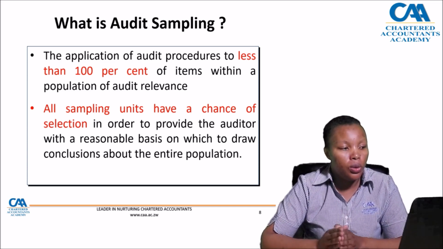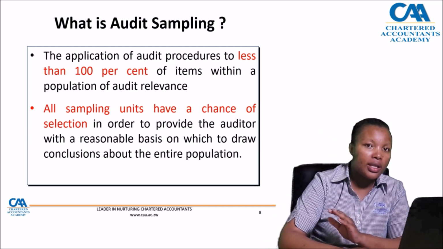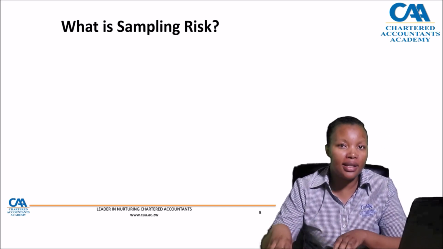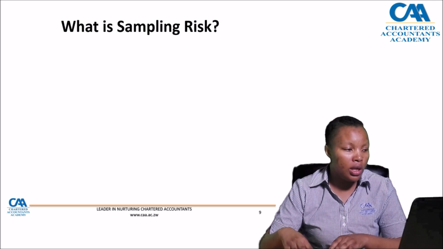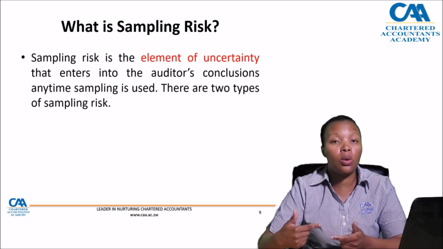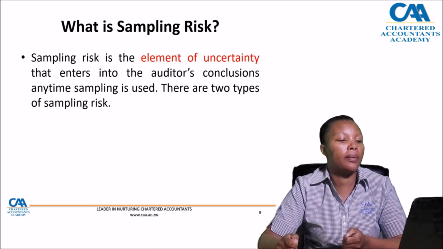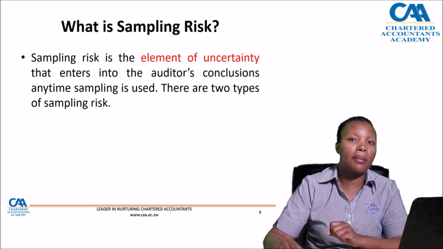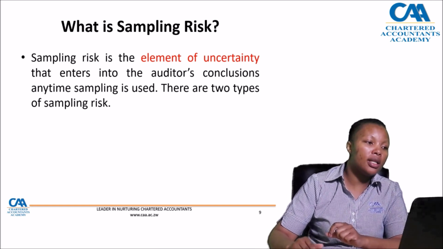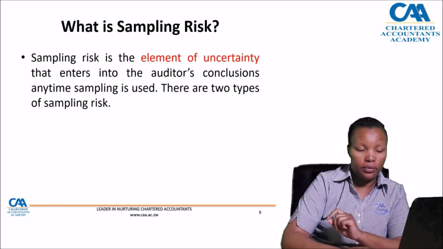Then we go on to audit risk, or sorry, sampling risk. So sampling risk, because you're not going to be testing 100%, there's always going to be an element of uncertainty that enters into the auditor's conclusions anytime that they're going to use sampling. So we've got two types of sampling risk. First, we've got the risk of incorrect rejection.